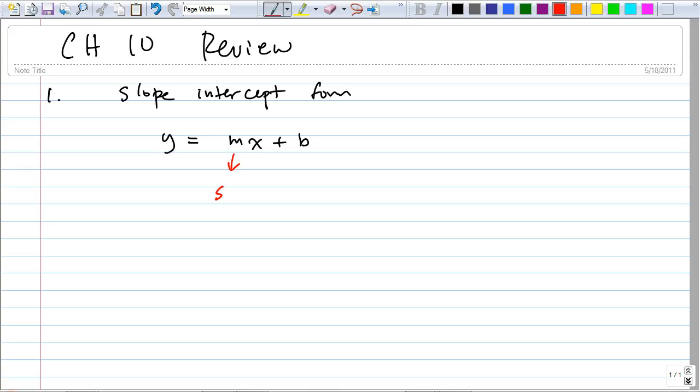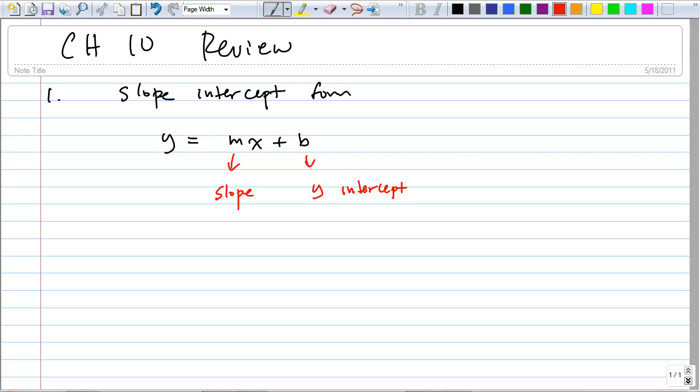Okay, today we're going to review chapter 10. So far we've learned how to graph a line using three ways. The first method we learned was called slope-intercept form, and it was y equals mx plus b, where m is your slope and b is your... which intercept is it? Is it x or y? This is the y-intercept.